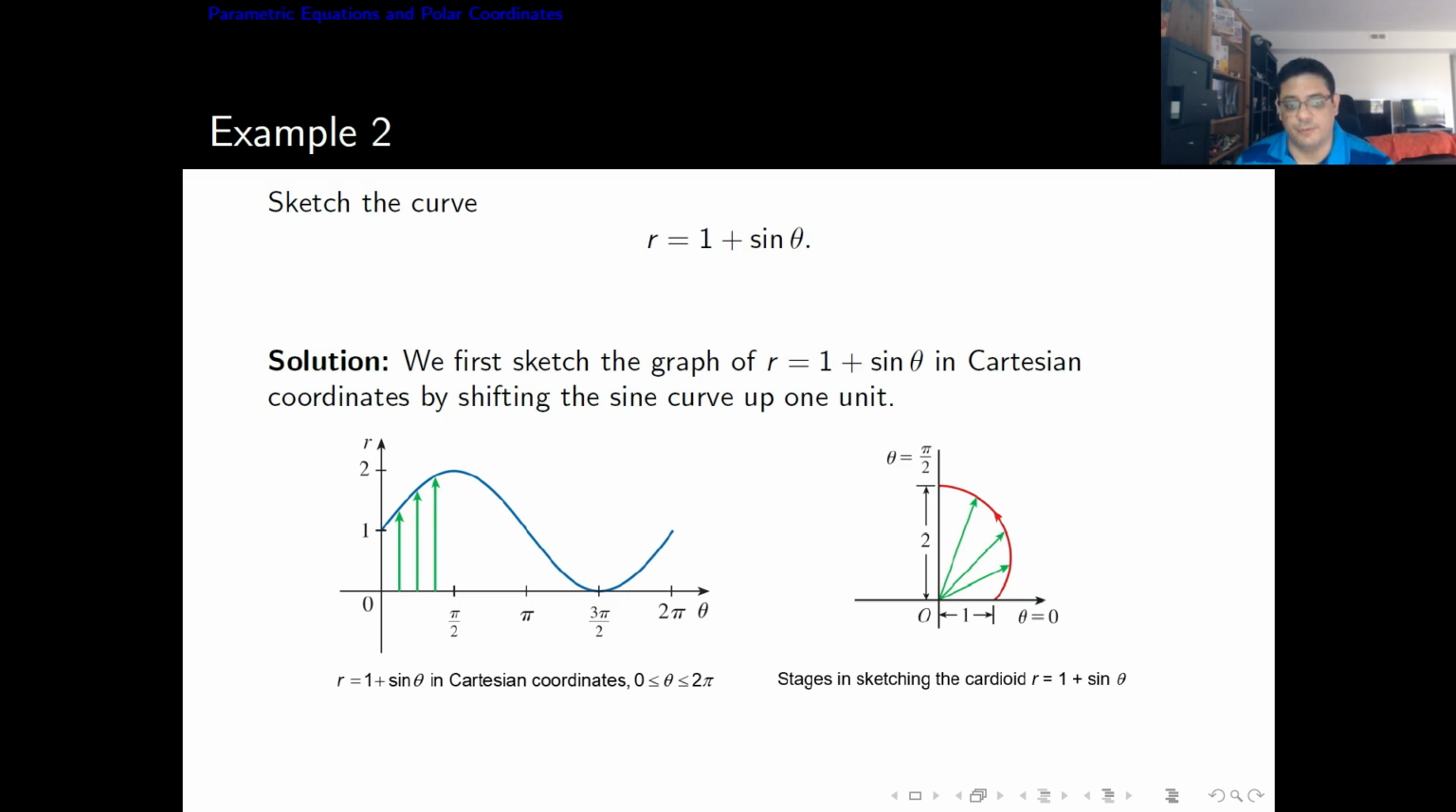Initially, if I go from 0 to pi half, notice that r is changing from 1 up to 2. This is something we can also see in the left side picture, where we start in the polar plane. We start with a distance r equals 1 when theta equals 0, and then the distance starts increasing up to 2 when we arrive at pi half.